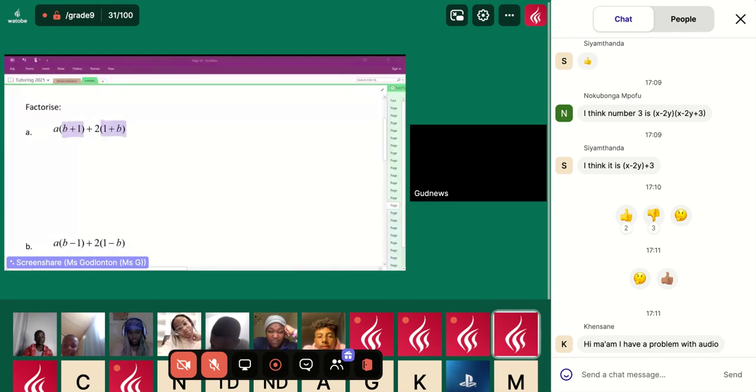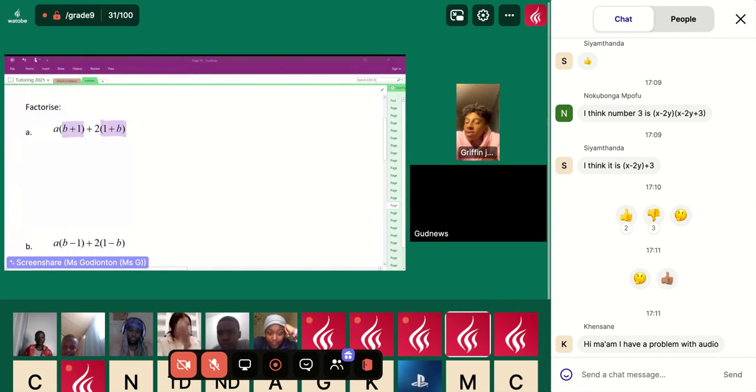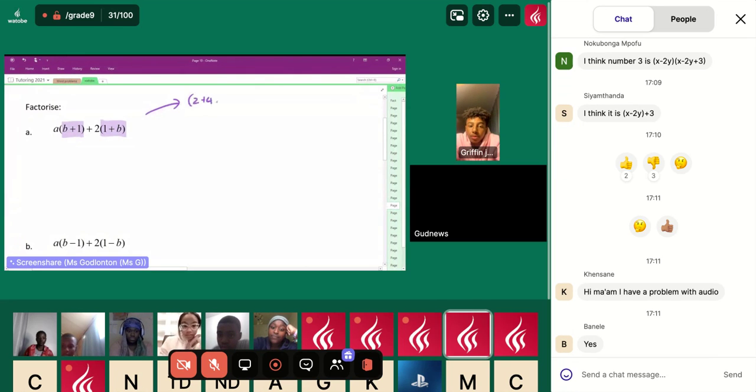Okay, so Griffin, you're giving me a nod of your head. Can you tell me why they are exactly the same? They're the same because they're both positive. So beautiful. Exactly. That's exactly right. So like if I had 2 plus 4, that's going to give me 6. And if I had 4 plus 2, that's going to give me 6.